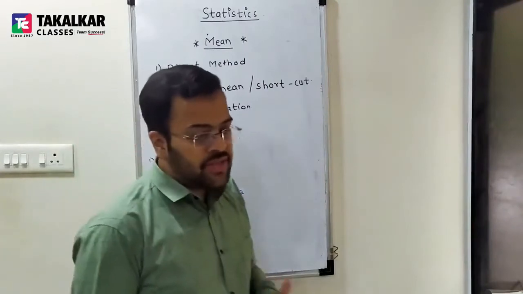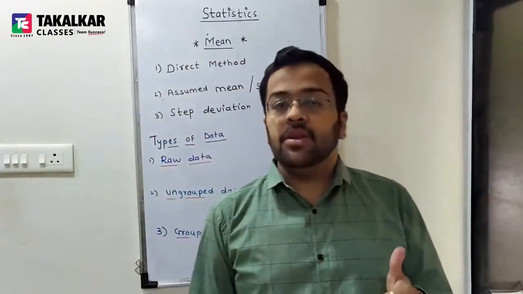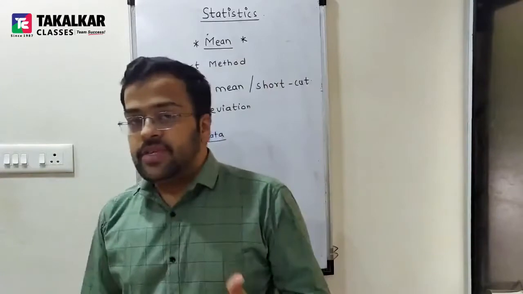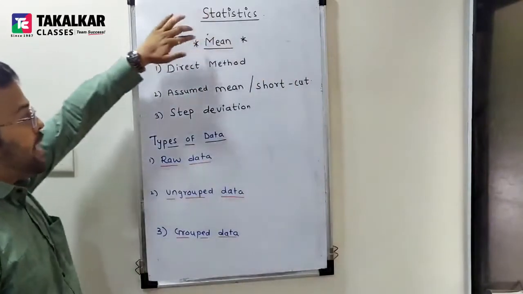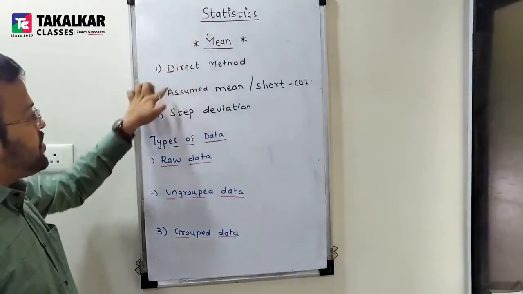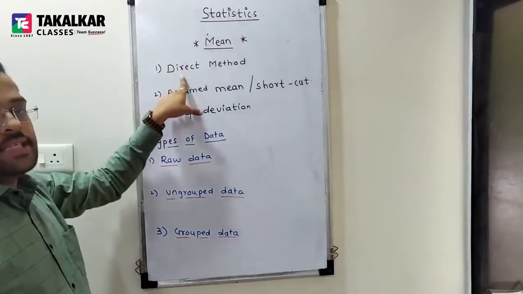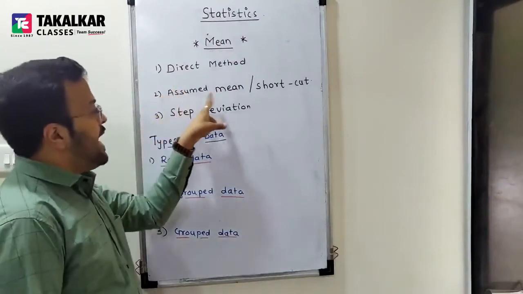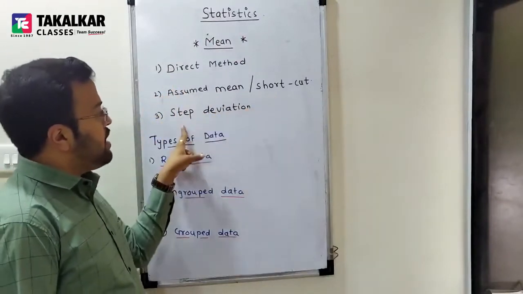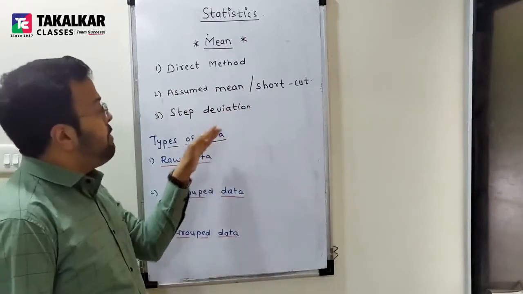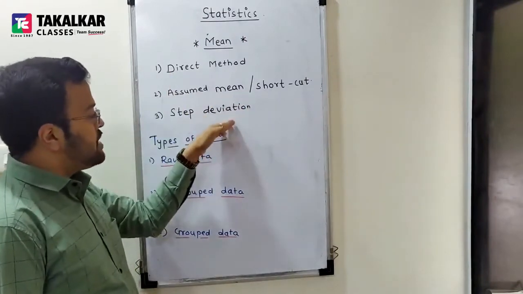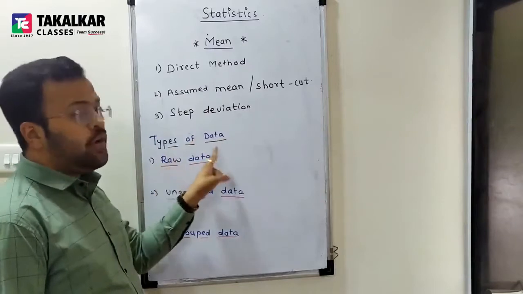Last year we have studied mean, median, mode. Now we have to see in detail. To calculate mean, we have three methods. First method is direct method. Second is assume mean or shortcut. Third is step deviation. Before starting these actual three methods, first we'll understand types of data.